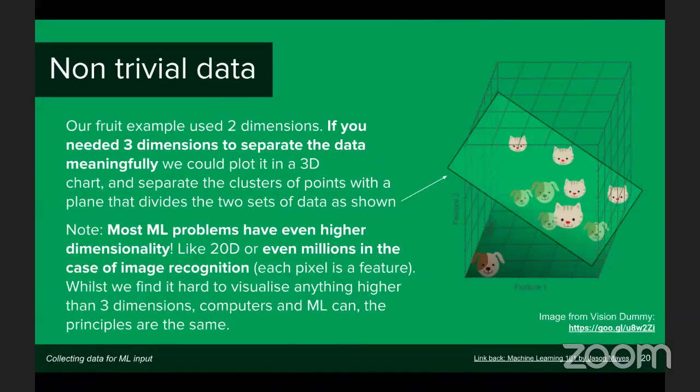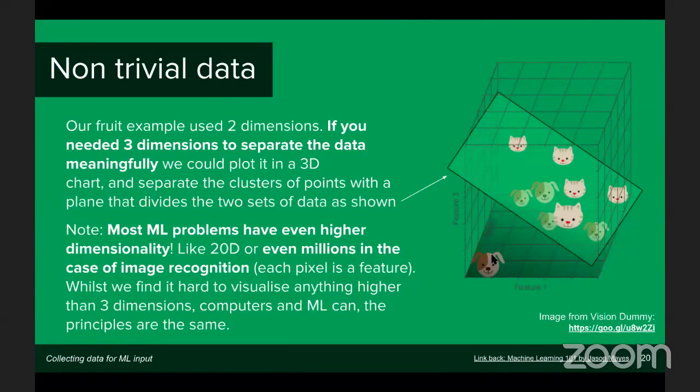Now, non-trivial data. In our example, we had just 2 features or attributes. What if we had 3? Well, in that case, you can see we would have to plot it on a 3D graph instead of a 2D one. So you can see this plane or rectangle, if you will, in 3D space. And instead of using a line, we're using this plane or rectangle. So anything above this rectangle is a cat in this example, and anything below this rectangle is a dog.